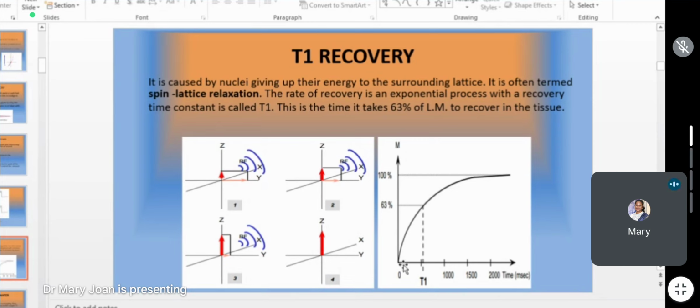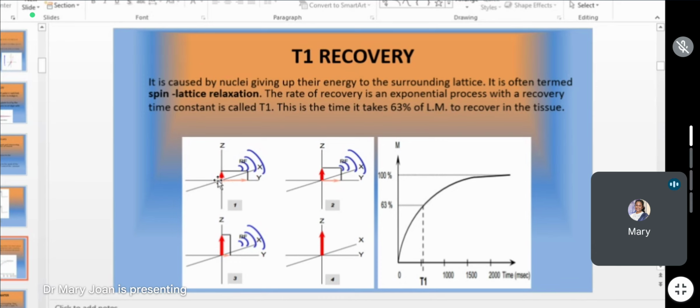So the increase in signal strength is depicted in a graphical form with time. The time at which 63% of it is recovered is called the T1 relaxation or T1 recovery time, or the spin lattice relaxation time.